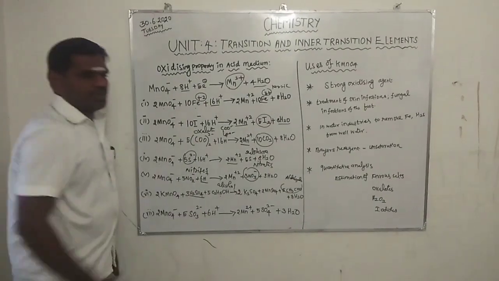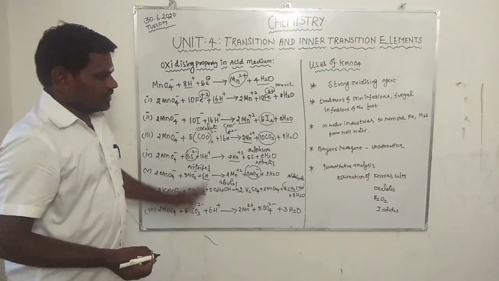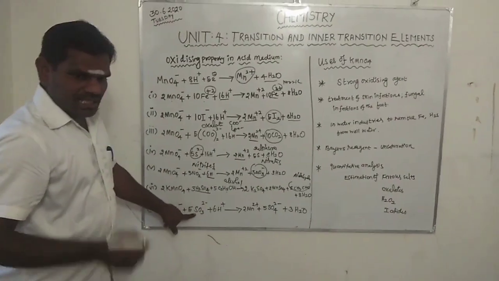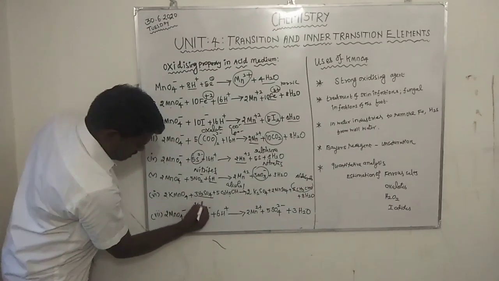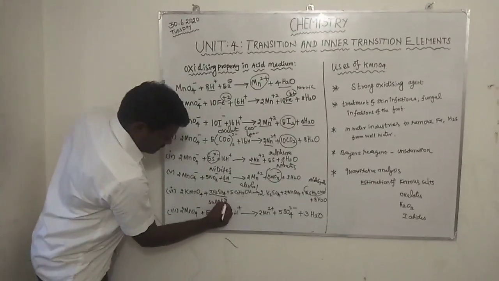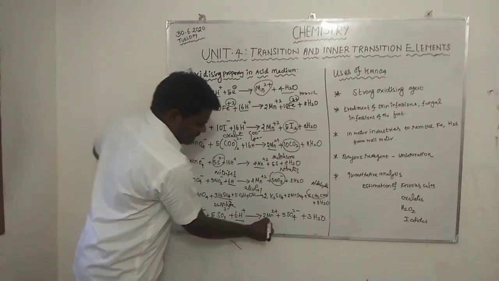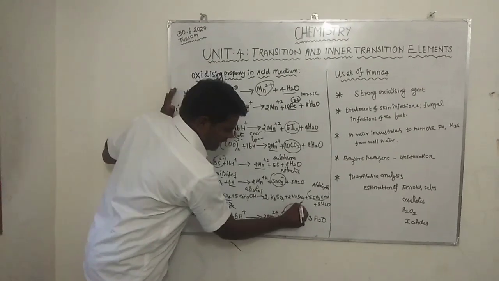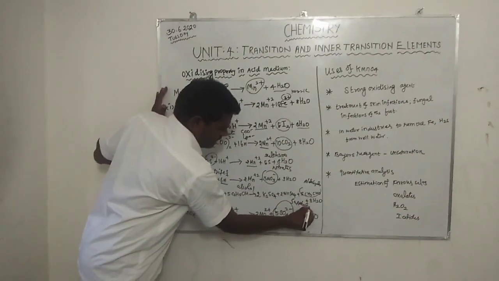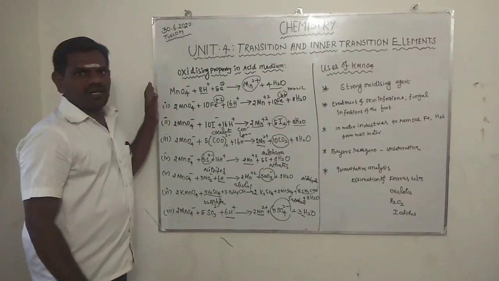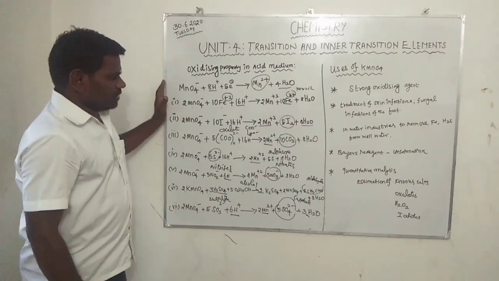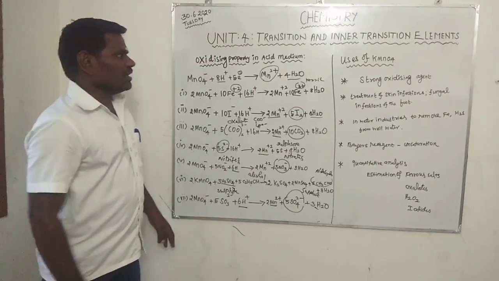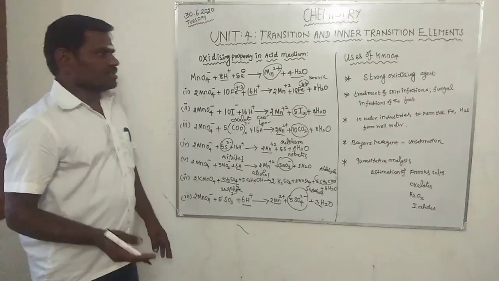This is one of the evidences for the oxidizing property of potassium permanganate. Next one, potassium permanganate treated with sulfite ion in acid medium is converted into 2 moles of Mn2+ and 5 moles of sulfate ion with 3 moles of water. Students, do you understand? This is an example of evidence for the oxidizing property of potassium permanganate in acid medium.